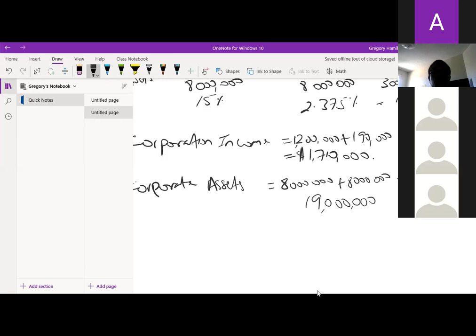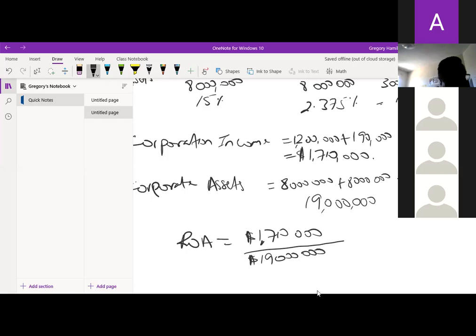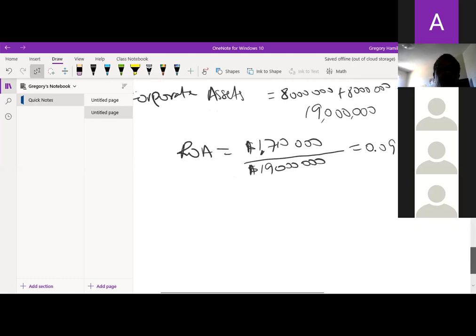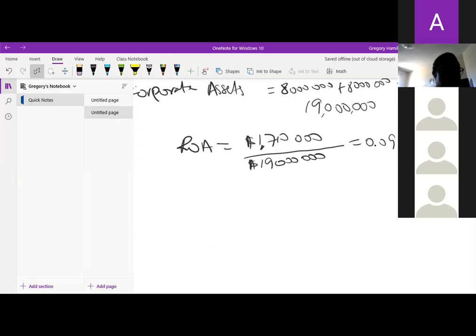So therefore, ROA is equal to 1.710 million over 19 million, which is equal to 0.09 or 9.0%. So in my mind, that's the easiest way, the simplest way to find the return on assets. So let's do D.